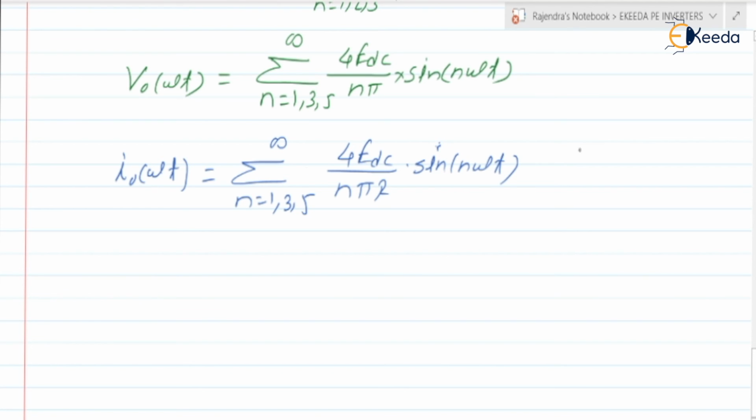This is the expression of i0 of omega t, and v0 of omega t is given by its Fourier series expression. In the next video we are going to discuss which harmonics will be present in v0 of omega t and i0 of omega t, also how to find the percentage share of the fundamental, and what the total output power is, and the output power due to the fundamental frequency, third harmonic frequency, etc. Thank you.